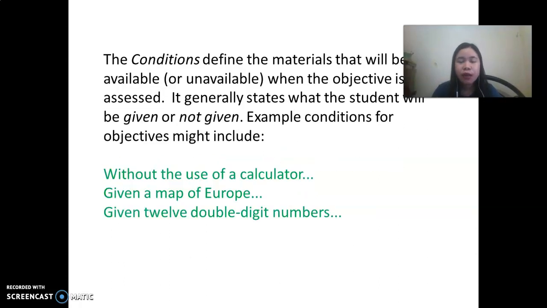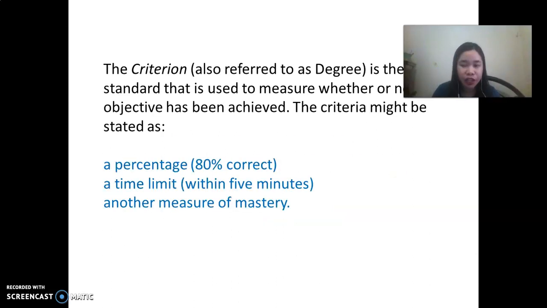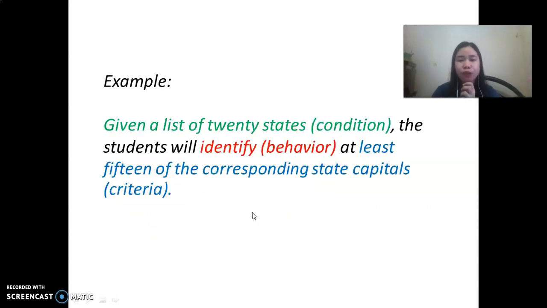The three basic parts would be this one, the condition, and here are the examples, and followed by the behavior, and usually, ang nilalagay sa last part would be the criterion, kung ano yung standards. Okay? Again, criterion could be written as the percentage, a time limit, or another measure of mastery. So, let's have this example.